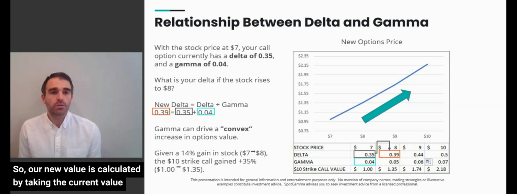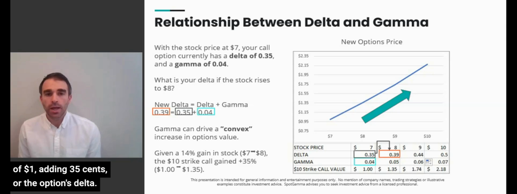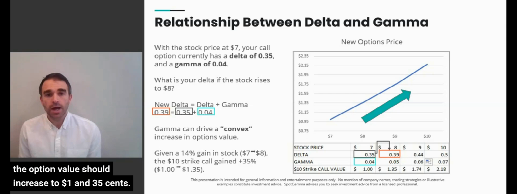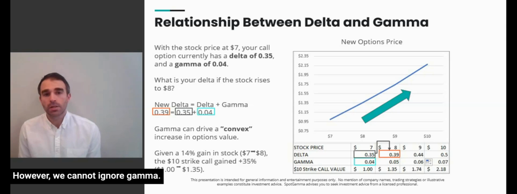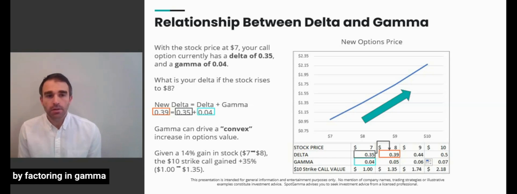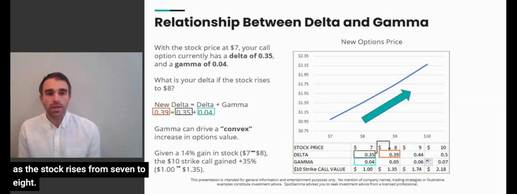So our new value is calculated by taking the current value of $1, adding 35 cents, or the option delta. This means if the stock is at $8, the option value should increase to $1.35. However, we cannot ignore gamma. Next, since we own the $10 call, when the stock moves, we need to update our delta value by factoring in gamma as the stock rises from 7 to 8.